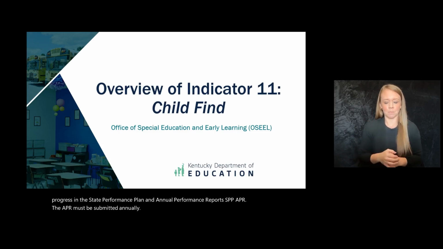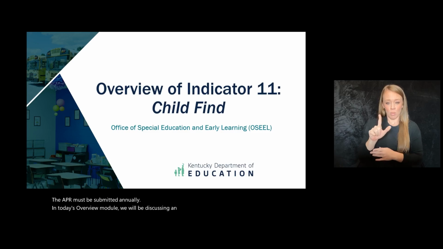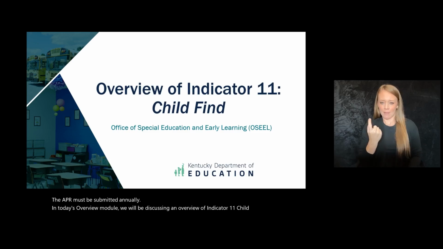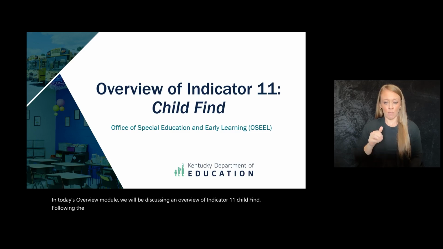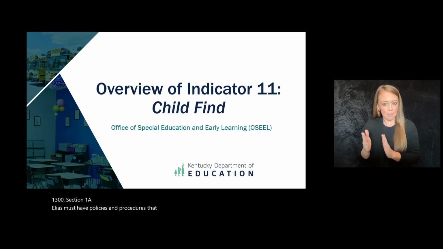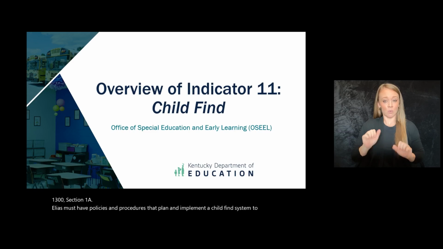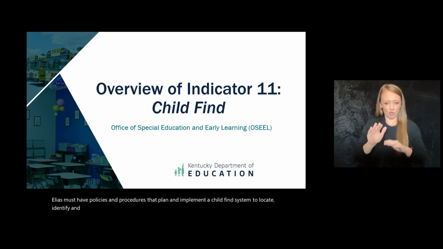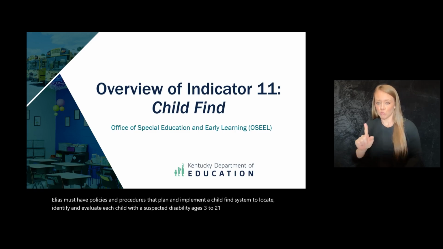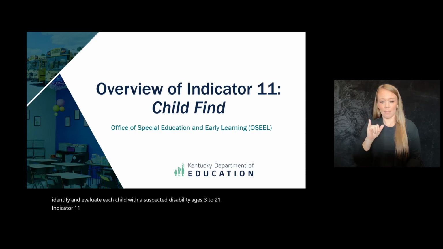In today's overview module, we will be discussing an overview of Indicator 11, Child Find. Following the requirements for child find in the Kentucky Administrative Regulations 707 KAR 1:300, Section 1A, LEAs must have policies and procedures that plan and implement a child find system to locate, identify, and evaluate each child with a suspected disability, ages 3 to 21. Indicator 11 is part of the SPP APR.